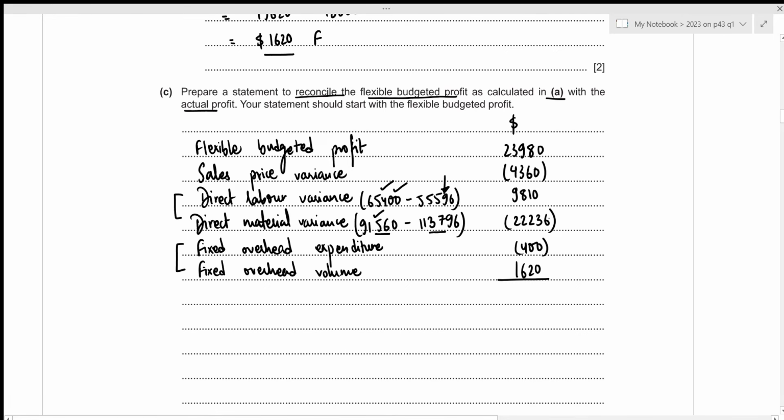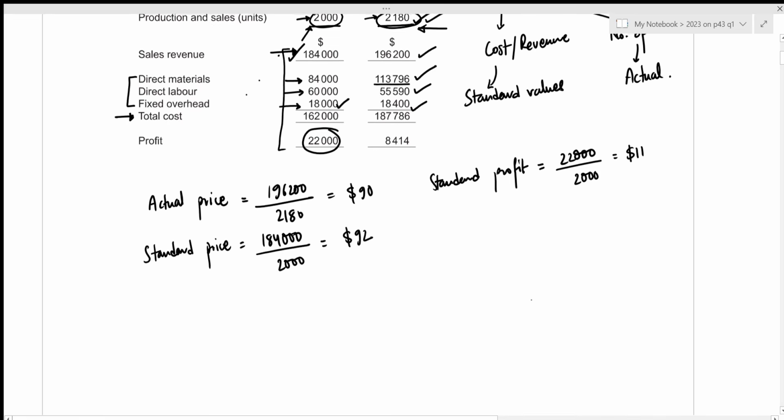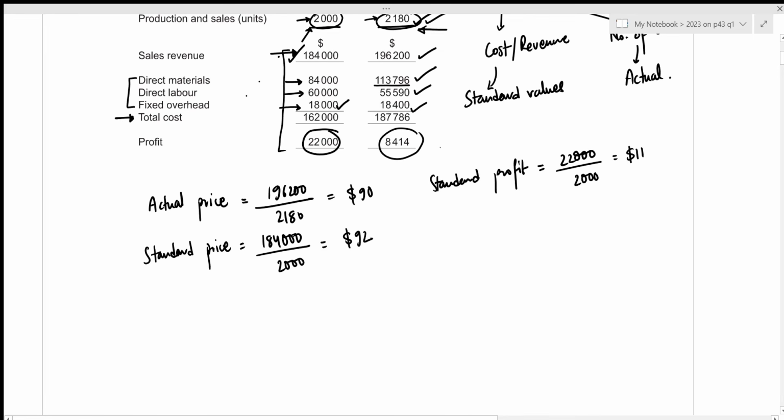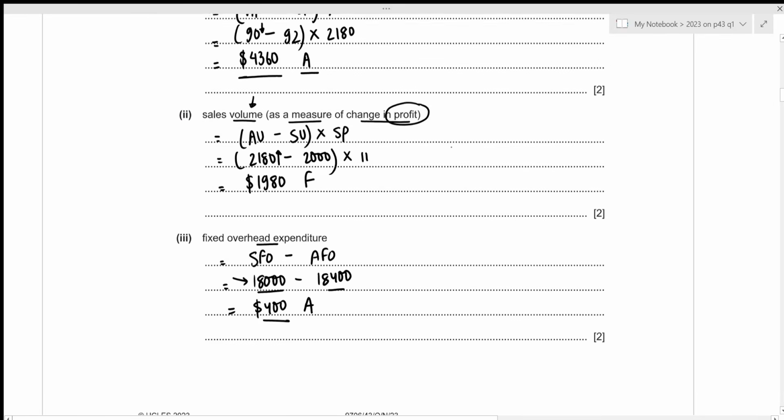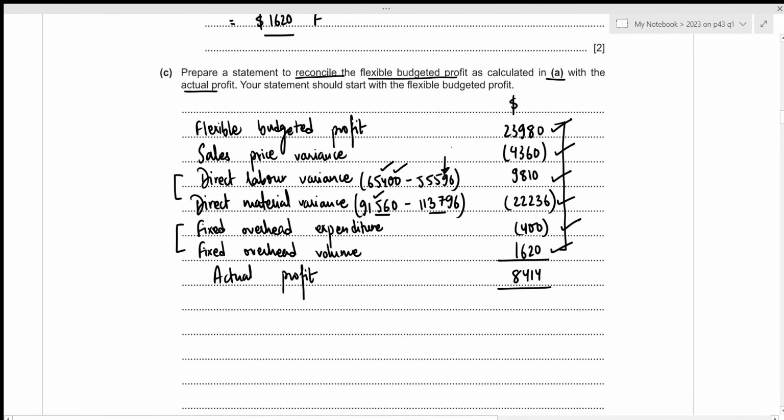All right, and now the sum of all of these values should give our actual profit. So that's going to be 23,980 minus 4,360 plus 9,810 minus 22,236 minus 400 plus 1,620, which results in the value of 8,414. And we can also verify this from the given information itself because we were given the actual profit. That's also 8,414, which means that our calculation for variances were correct, as well as the adjustment process is also correct. So this completes the third part of this question.